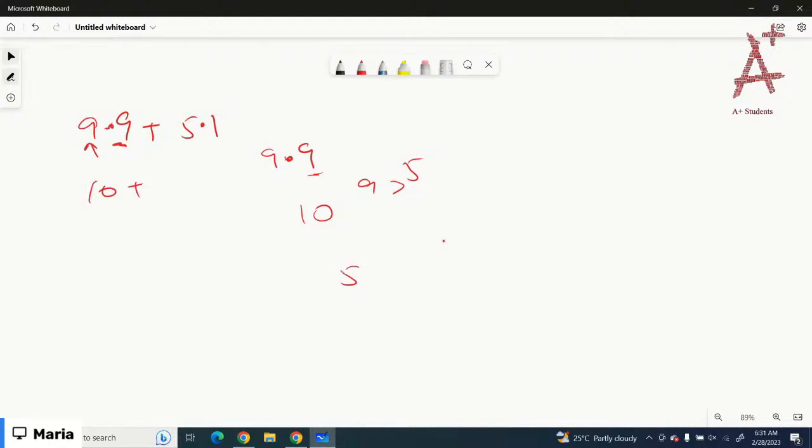Then you have 5.1. Just look at the number right after the decimal. You have 1. 1 is less than 5. If the number right after the decimal point is less than 5, you have to round on the same whole number. So here the whole number is 5, so it would be rounded off to 5. If the number is greater than 5 like this, you have to round up. Round up means you have to add 1 to the whole number. Got it? And 10 plus 5 makes 15. So the estimated sum is 15.